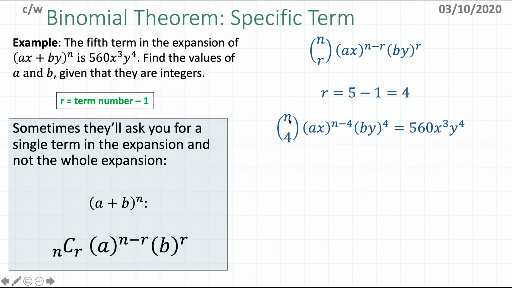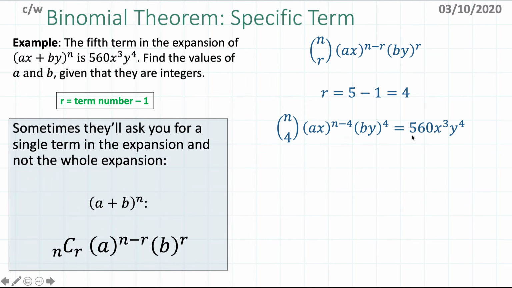So let's just substitute. Instead of r, we're going to put 4. Here, this is going to be 4. This is going to be 4. Now we know that this is equal to... let's say you're stuck. Go back to the question. You're like, okay, I know that the fifth term, I found the fifth term, r is going to be 4, is 560 x to the power of 3, y to the power of 4. So I know that this thing that I'm trying to find should be equal to 560 x to the power of 3, y to the power of 4. So they should be equal.